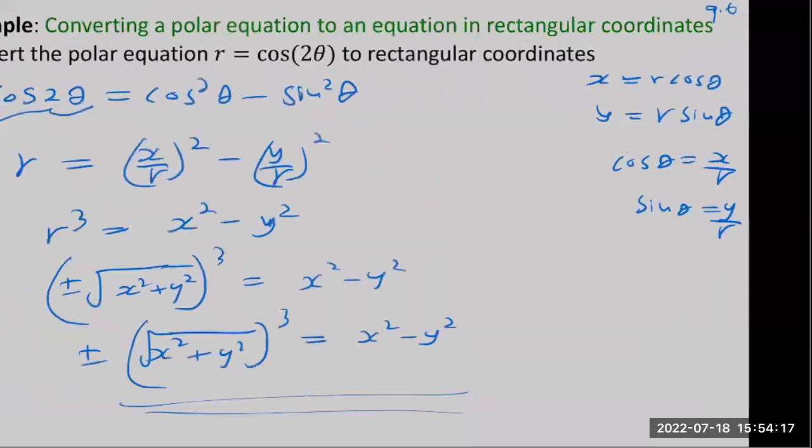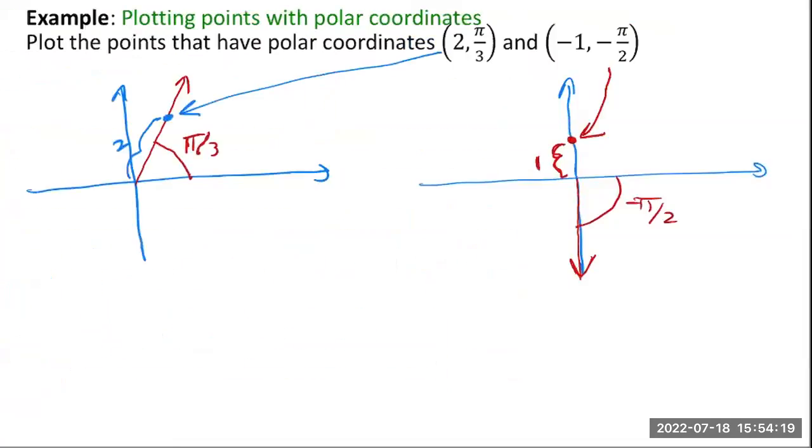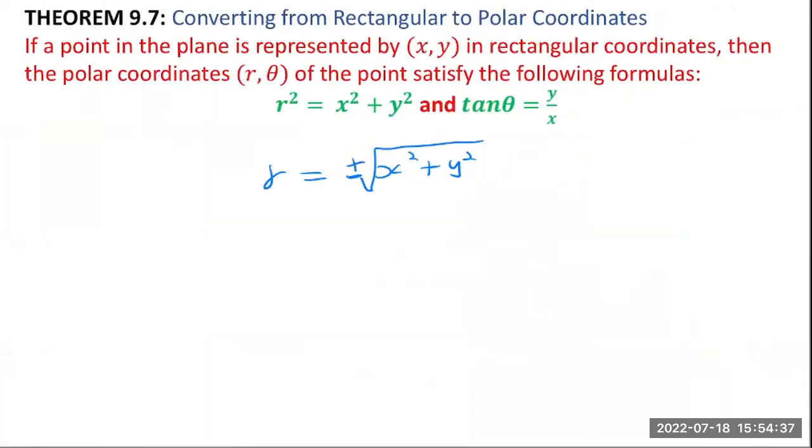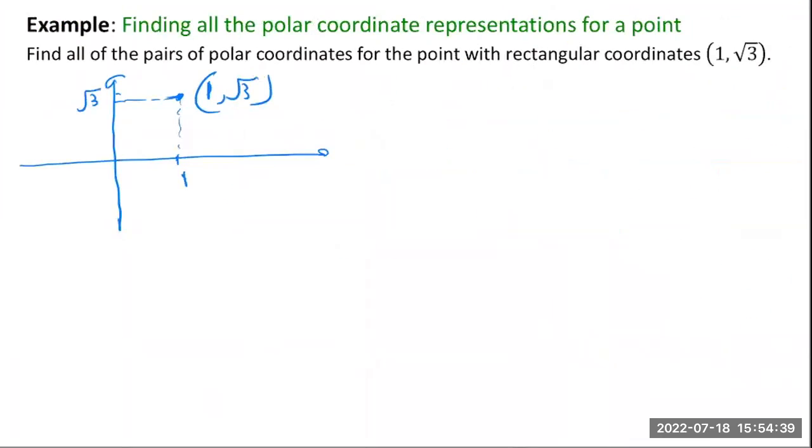Remember, in Theorem 9.5, we know that all of these points represent the same point on the polar plane. r comma theta is the same as r comma theta plus 2 pi, r comma theta plus 4 pi, and so on and so forth. It marks the same point. So we need to find all the polar points corresponding to these Cartesian coordinates.